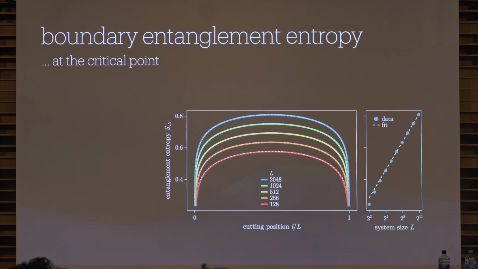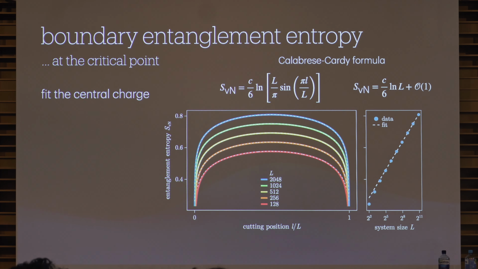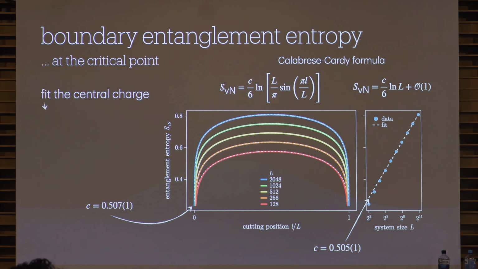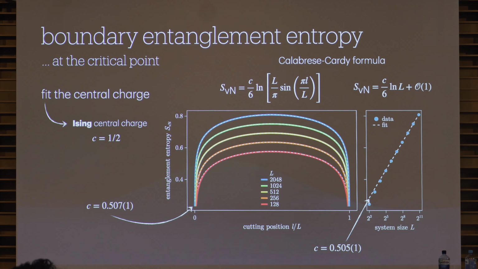And we can now take both of these plots and fit the central charge to it following the Calabrese formula. And we get something like 0.505 for the right one and something similar for the left one. And both of them are reasonably close to the central charge that we know from the Ising conformal field theory, which is 1/2.